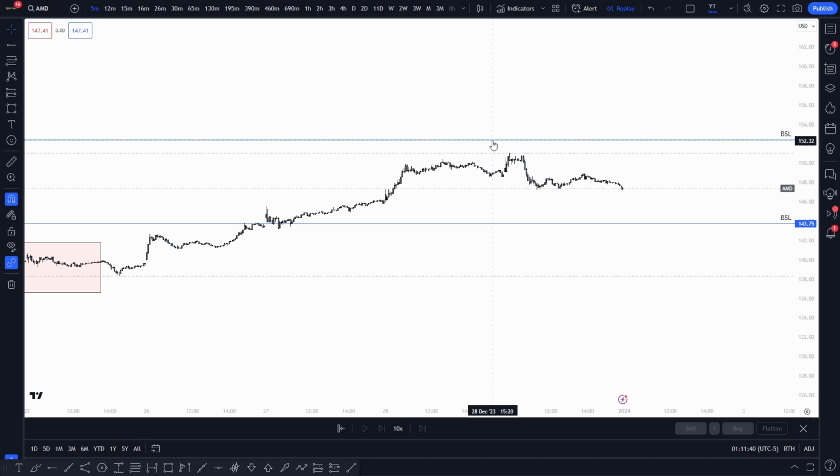So what does that mean? The following week, very likely we can still look to target 152.42. We just need to find a good enough entry.